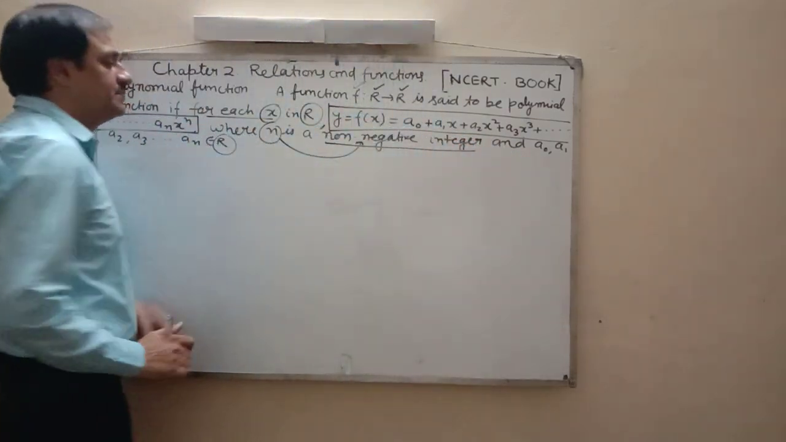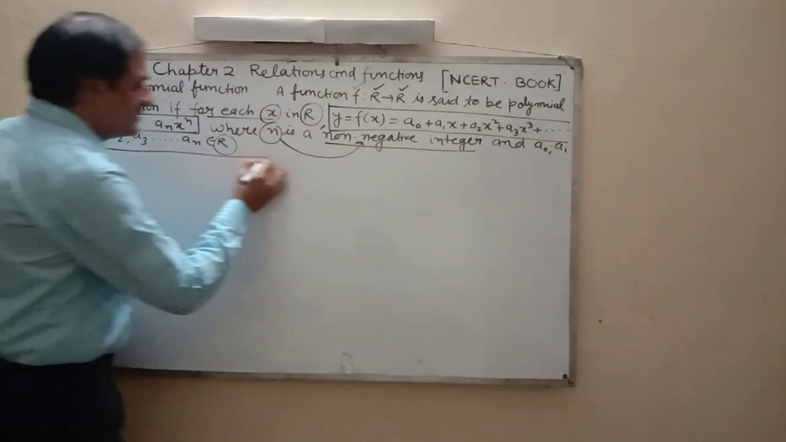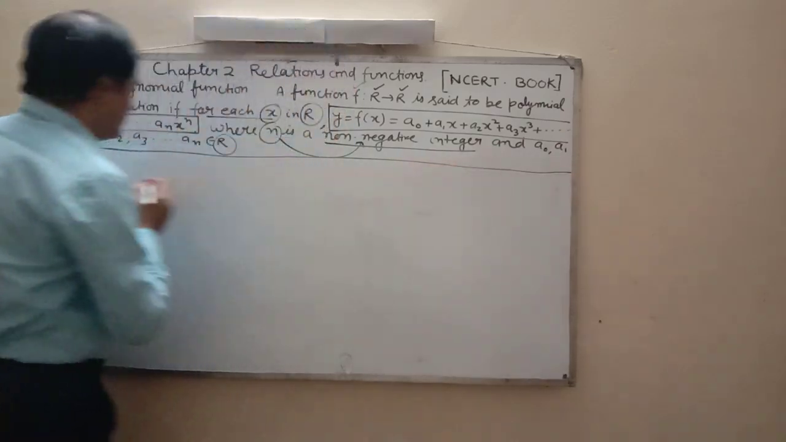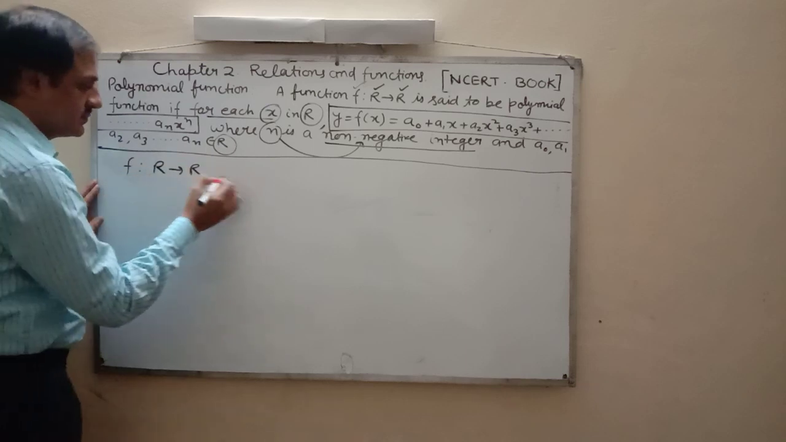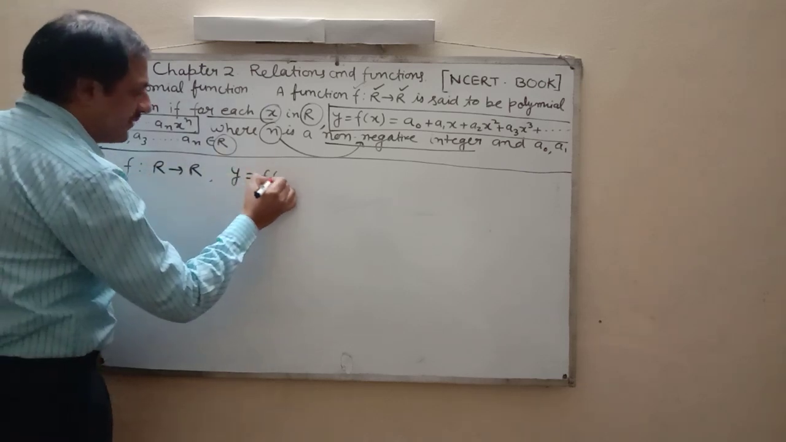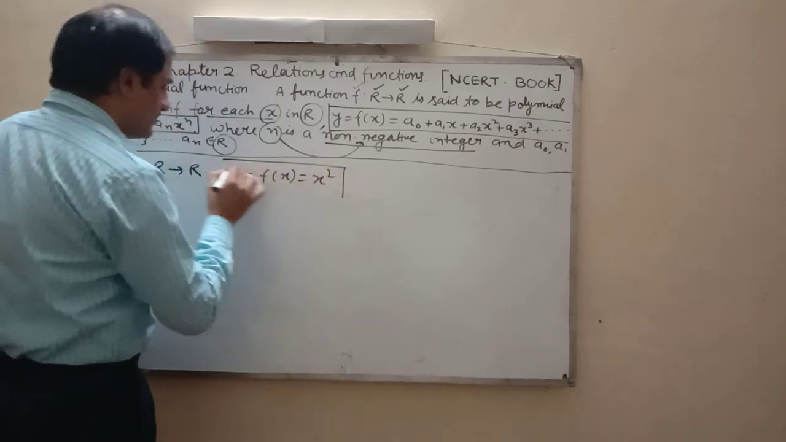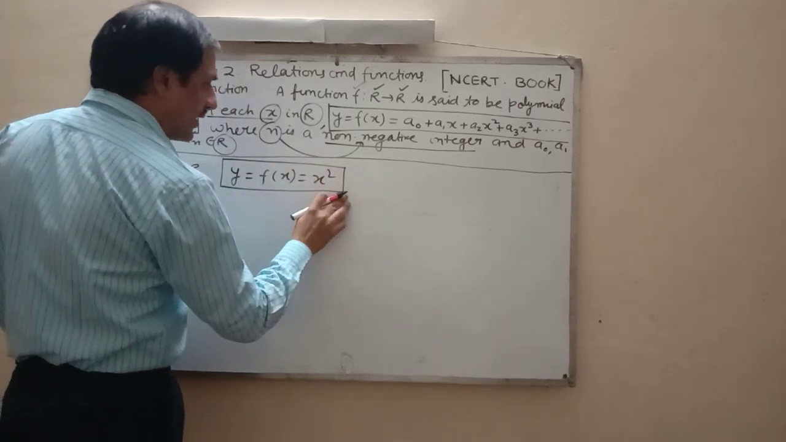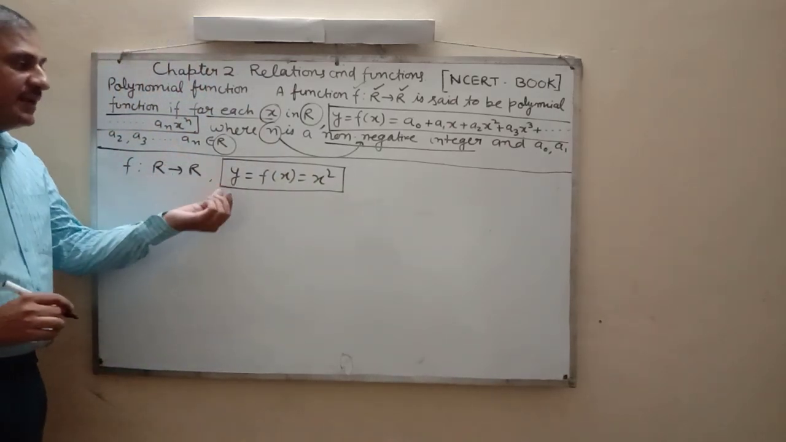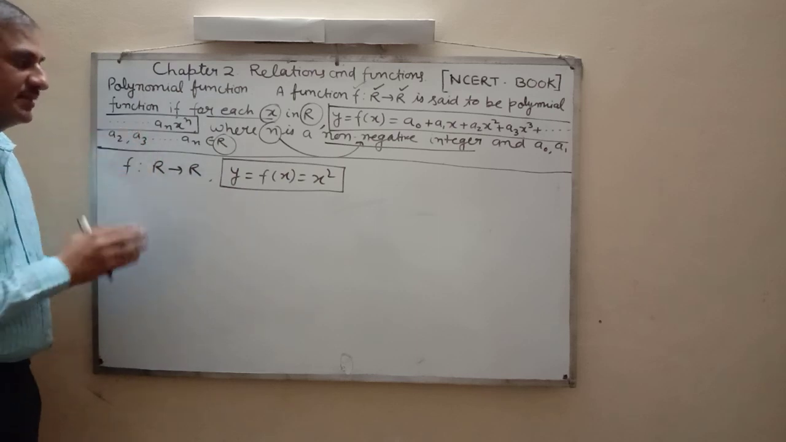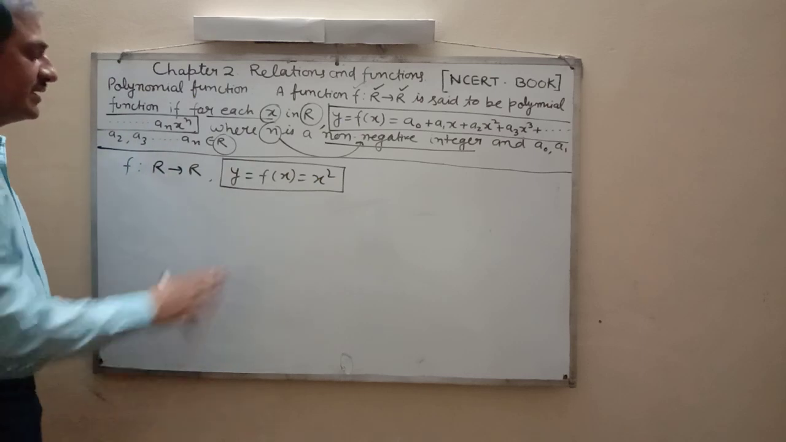First I am taking quadratic function. Quadratic function is defined as f: R → R, y is equal to f of x is equal to x square. This is a quadratic function. What will be the domain and range of quadratic function? Here, according to the definition of polynomial function, it is a quadratic function.